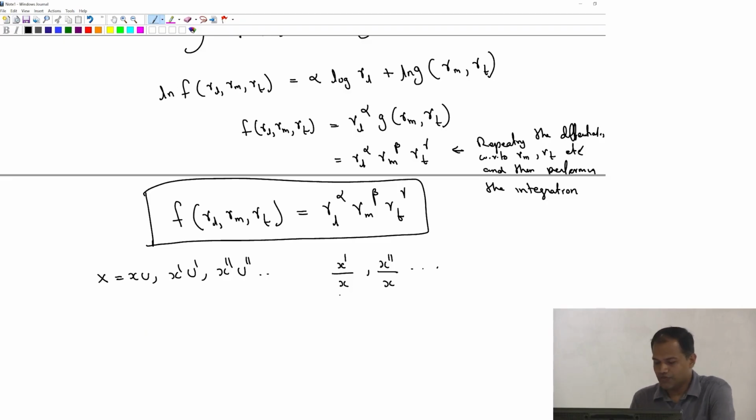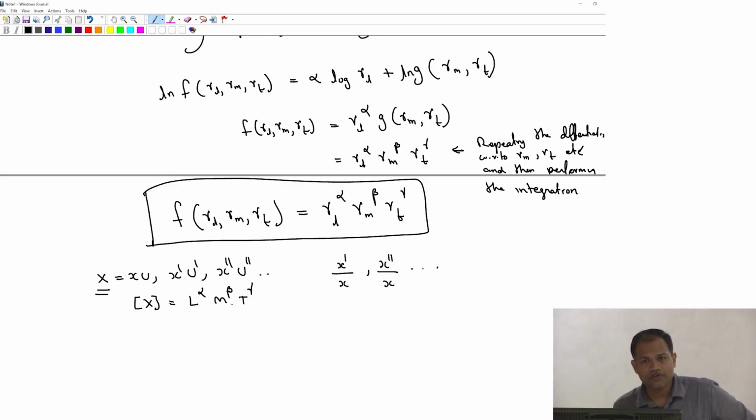Now, if the reduction ratios are going to be power law expressions, then the only way x can be, x has to have a form L to the power of alpha, m to the power of beta, t to the power of gamma. If x has the form of L to the power of alpha, m to the power of beta, t to the power of gamma, then only can my reduction ratio have this power law expression, right?